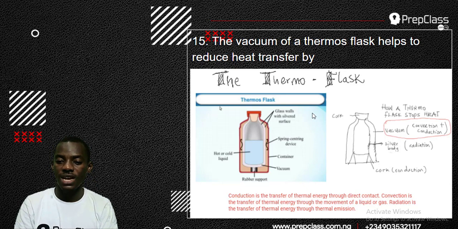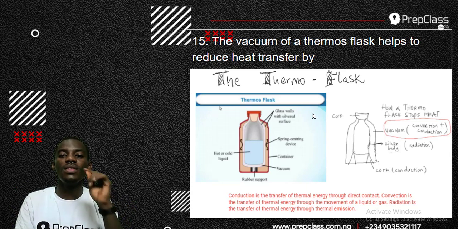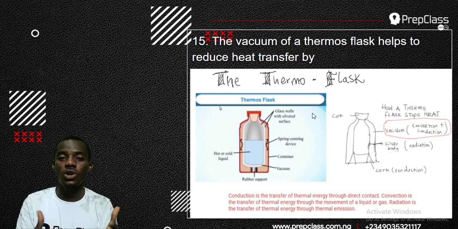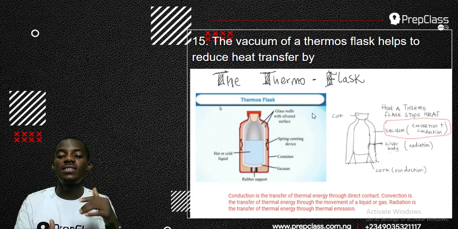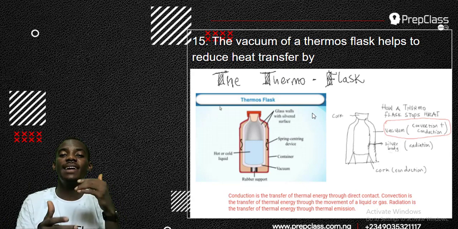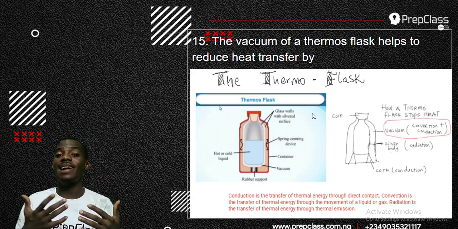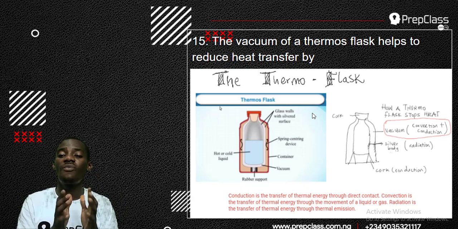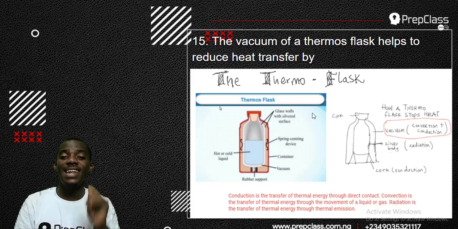While the last one is the silvery body. Most flasks are colored silver, and the reason is because silver stops heat loss by radiation. Radiant energy cannot pass through a silvery body. Silver stops heat loss by radiation. So the function of the silver body is to stop heat loss by radiation, while that of the vacuum is two: conduction and convection. Then the cork is one, and that's conduction.